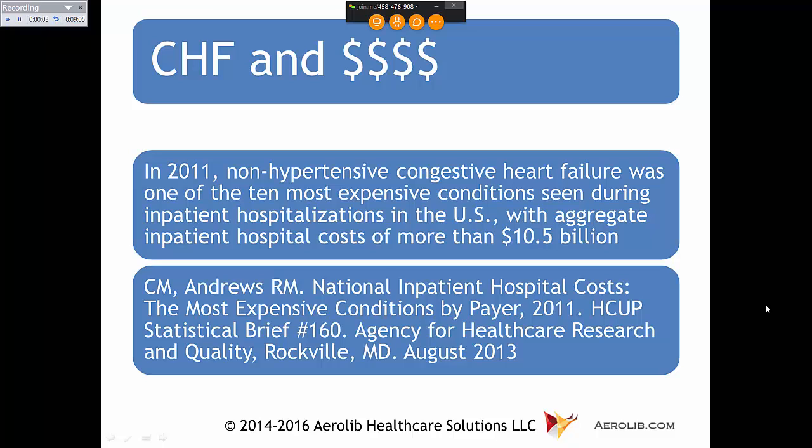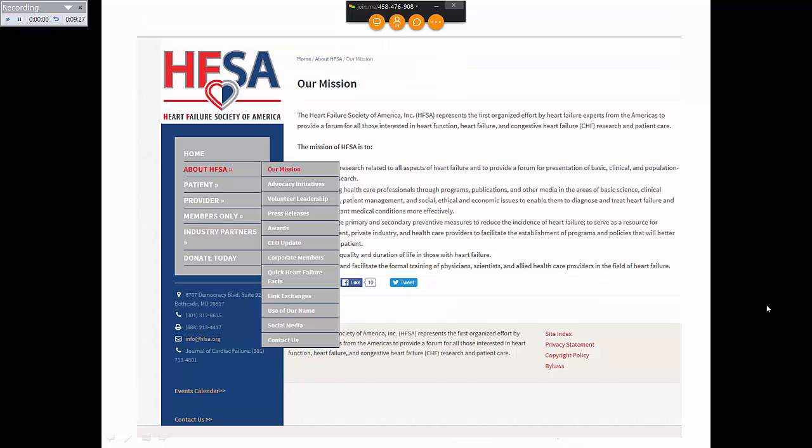Well, you see the $4 sign. It just means it's an expensive disease. And in 2011, the aggregate in-hospital costs were more than 10.5 billion. This is a study that was published by the Agency for Healthcare Research and Quality, and CMS generally trusts these numbers that come out. So, question is, who's responsible for CHF definitions?